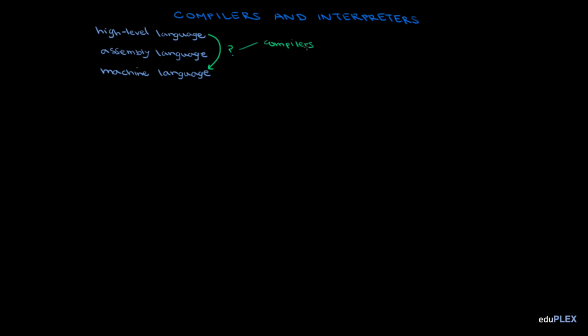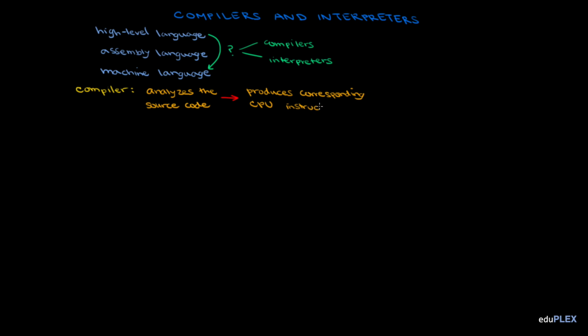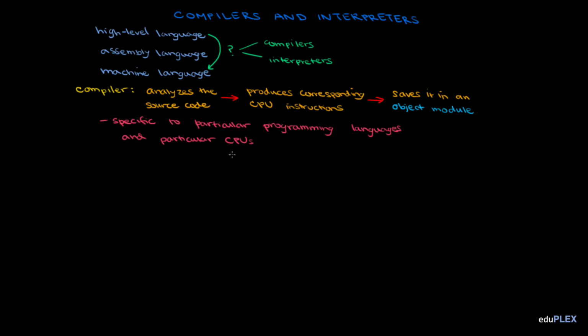We do this with compilers and interpreters, which both accomplish the same goal but do it in slightly different ways. Let's start with compilers. A compiler analyzes the source code and produces the corresponding CPU instructions and saves it all in another file, called the object module. Compilers are specific to particular programming languages and particular CPUs, since depending on your programming language, you'll have different syntax that needs to be converted, and depending on your machine, that'll have to be translated to a specific machine language, since each machine language is dependent on the CPU that it runs on.